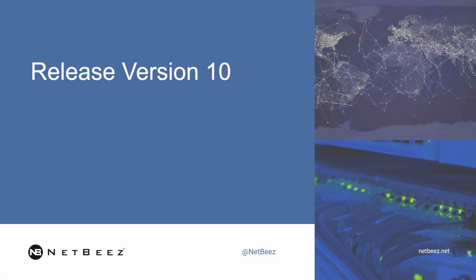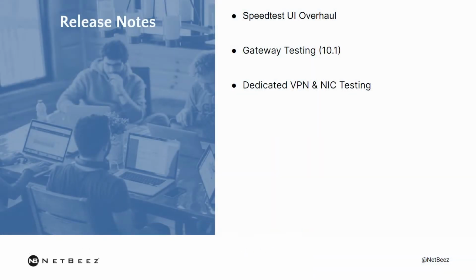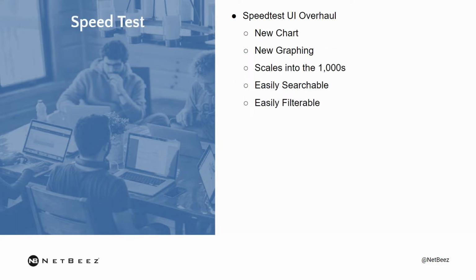In this video, we're going to cover release version 10, which includes 10.1 and 10.2. The major features released in version 10 include a complete overhaul to the speed test section, gateway testing, and dedicated VPN and network interface testing. The scheduled speed test section got some really nice overhauls, including a brand new chart, new graphing, scales really well, it's easily searchable and filterable.